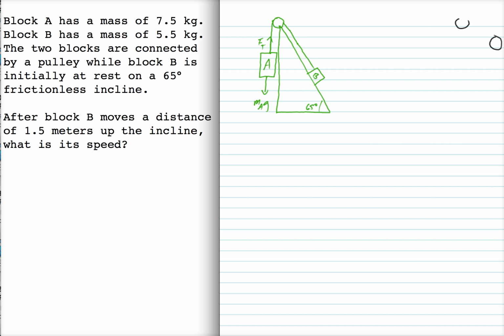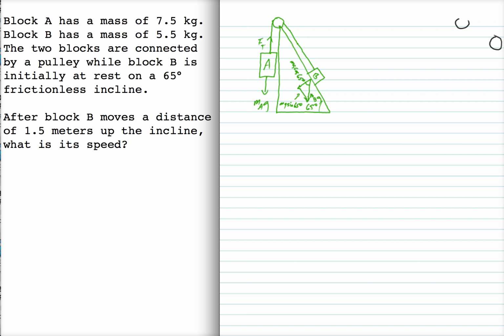That's it. For mass B, I've got gravity that points down, which is mBg, and so that's going to have a perpendicular component and a parallel component. The parallel component there is going to be mg sine 65, right, because that angle there is 65 degrees. And then the perpendicular component is going to be mg cosine 65 degrees.